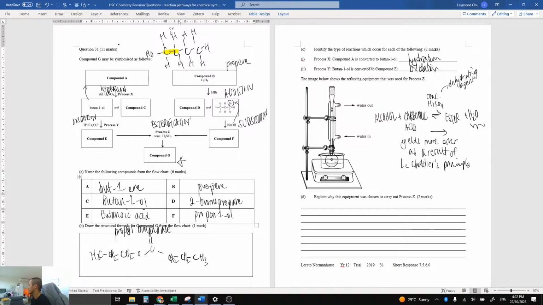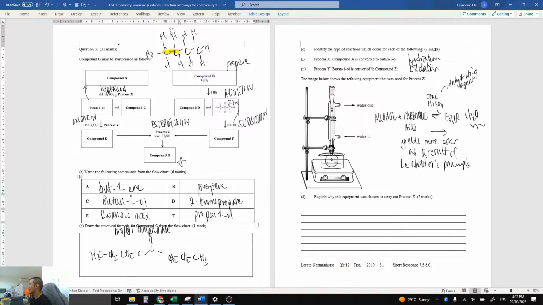I'm not going to go into explaining what Le Chatelier's principle is, but hopefully on Wednesday, 23rd of October, that's that particular section on it. So you'll be able to revise for Le Chatelier's principle then.